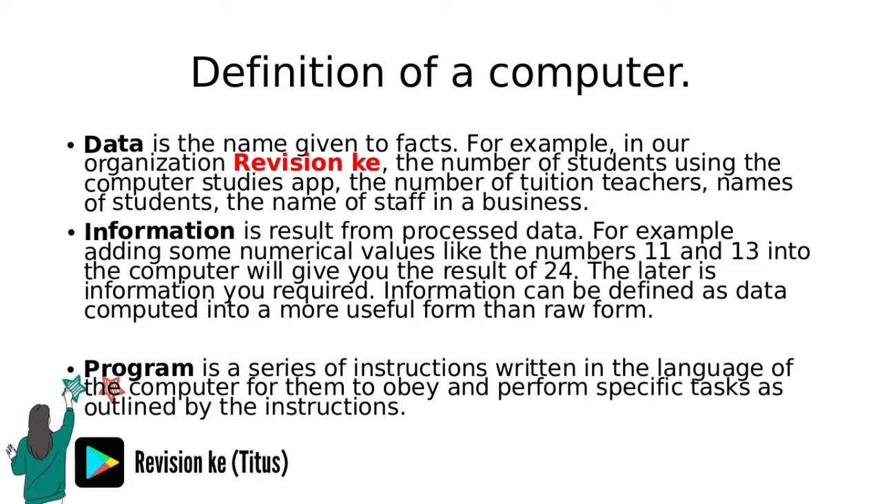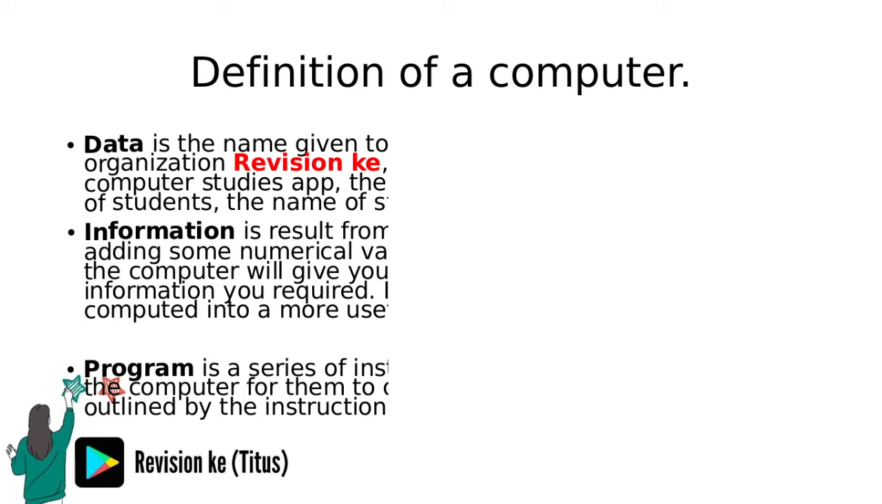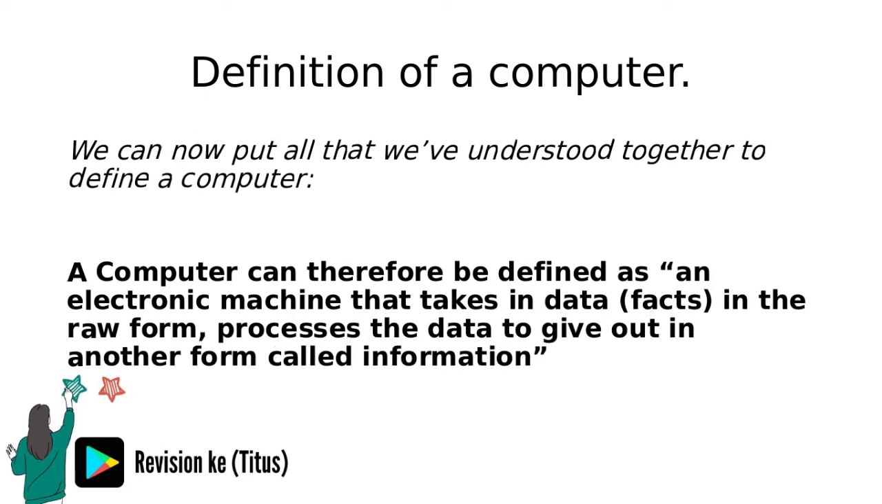And so the last word we look at is the program, which is a series of instructions written in the language of the computer for them to obey and perform specific tasks as outlined by the instructions. Let's move forward. After we've understood the 3 keywords, we now put this together to define a computer as an electronic machine or device that takes in data, which are facts as we defined, in the raw form, processes the data to give out in another form called information.